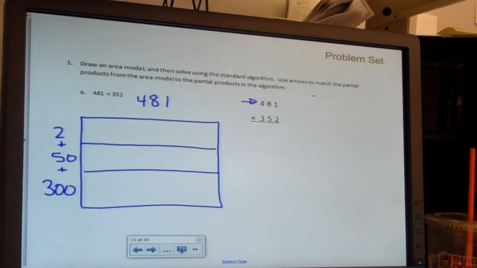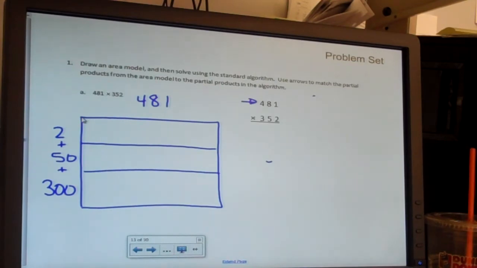Good. Do you remember in 4th grade when you learned the expanded form, you would have expanded 352 to 300 plus 50 plus 2? You see here we took it 1 step further. For right now, that's what we're going to use. We're just going to expand this number by place value. So we have 2 plus 50 plus 300.